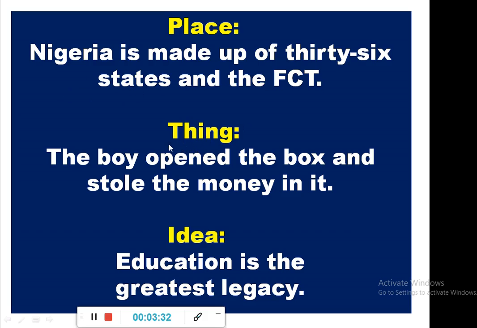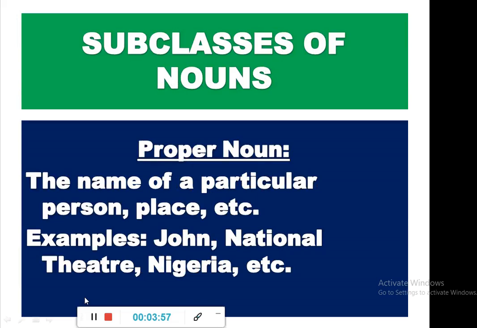Then let's look at thing. The boy opened the box and stole the money. Box is a thing and money is a thing. Then let's look at idea. Education is the greatest legacy. Education is an idea. Legacy is also an idea. Alright? Now let's look at subclasses of nouns.